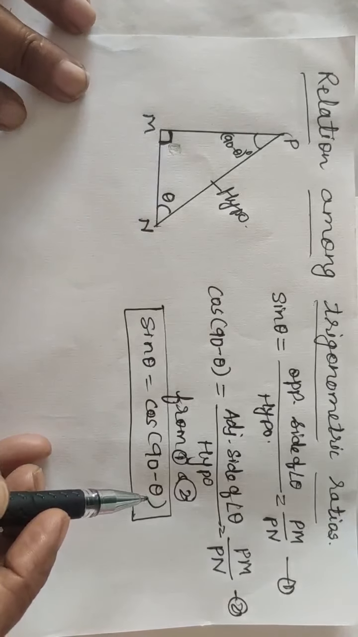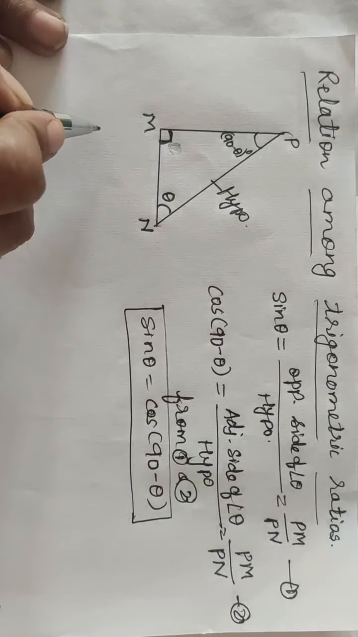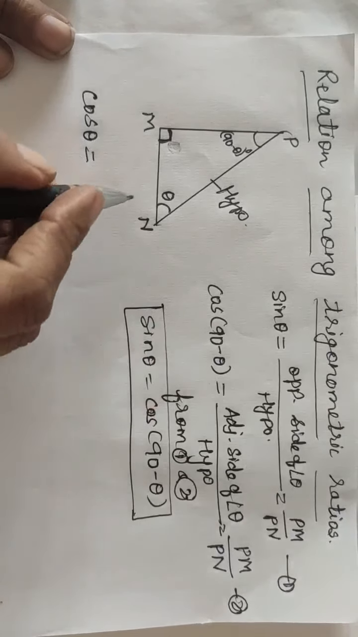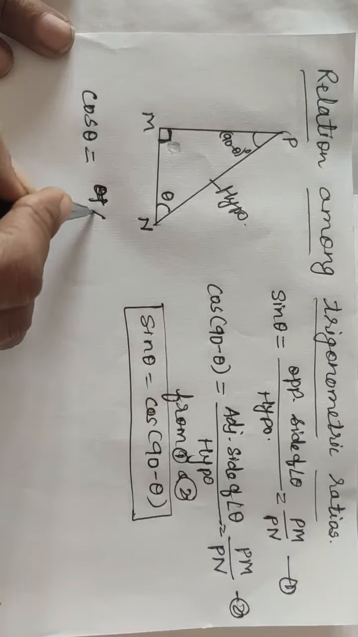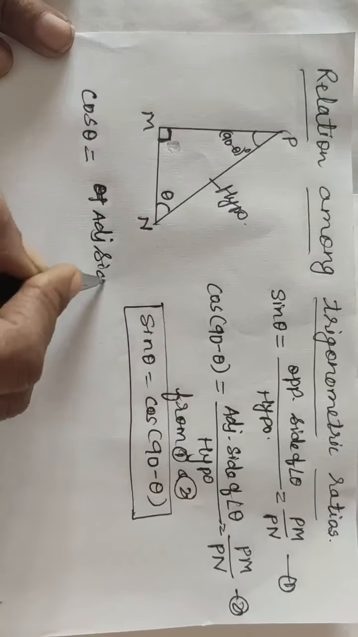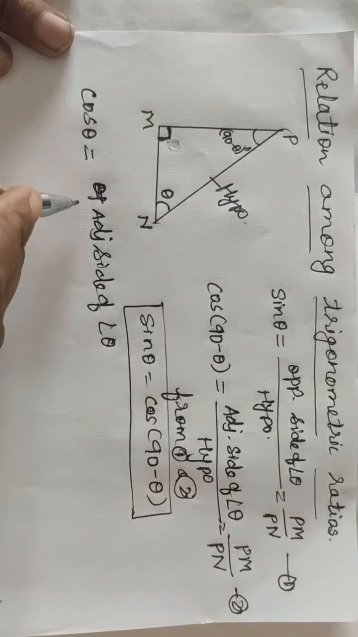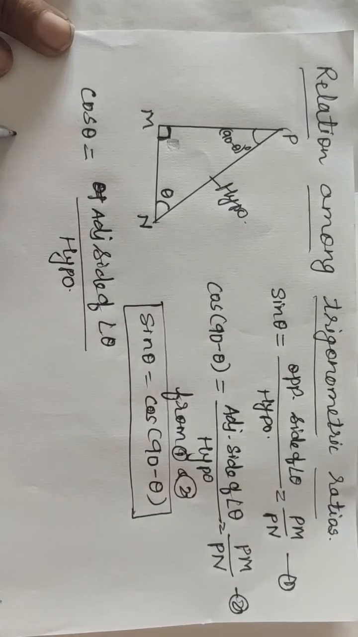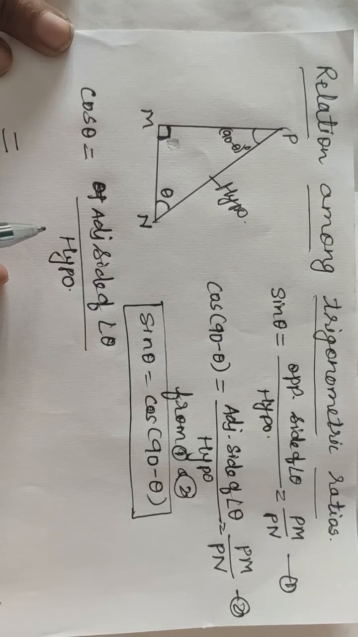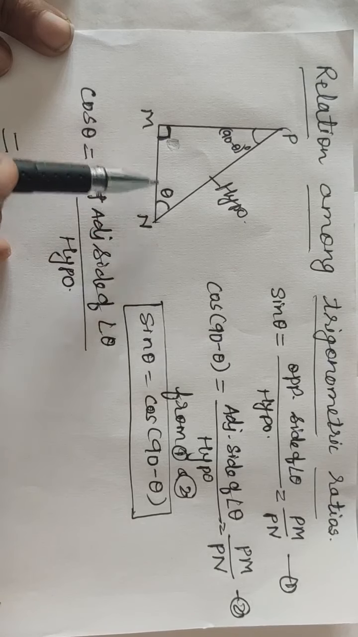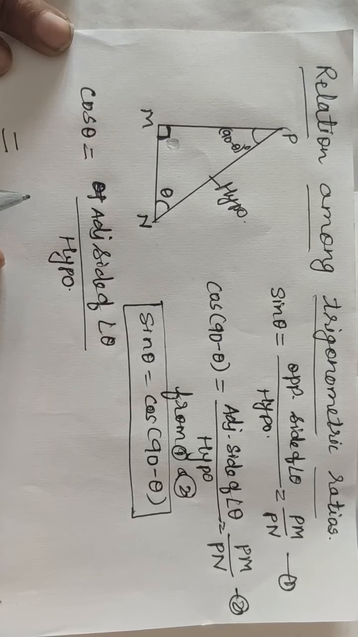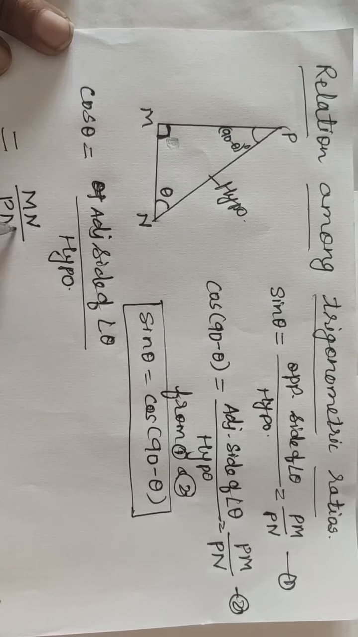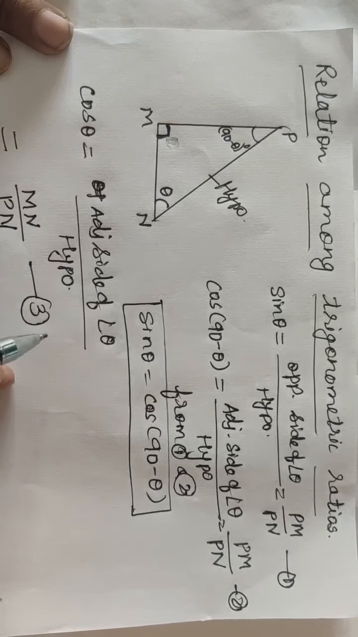Now let's find out cos theta. Again, what is the ratio of cos theta? Adjacent side of angle theta by hypotenuse. Now what is the adjacent side of angle theta? Here is theta, its adjacent side is MN. So MN by hypotenuse, which is PN. Let us give it number 3.